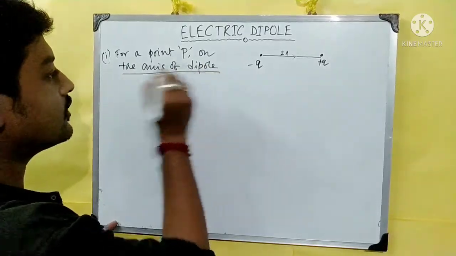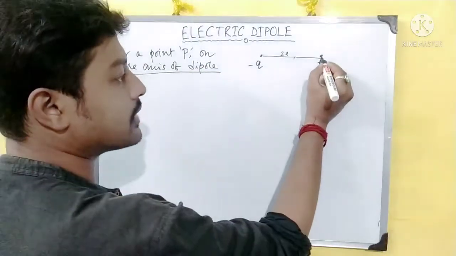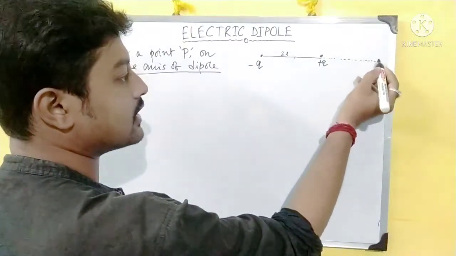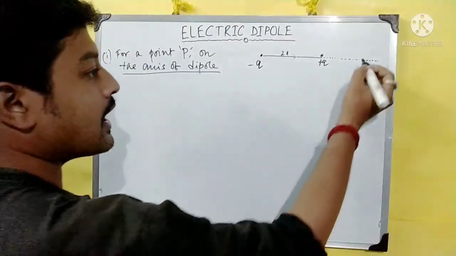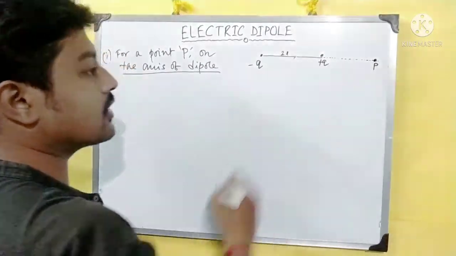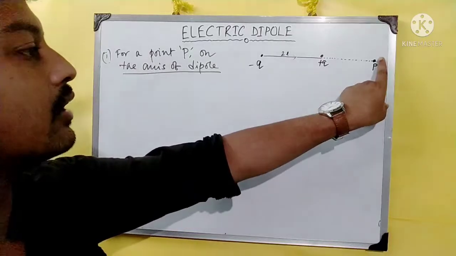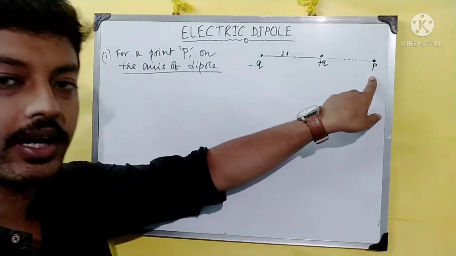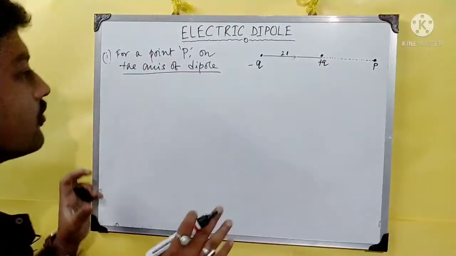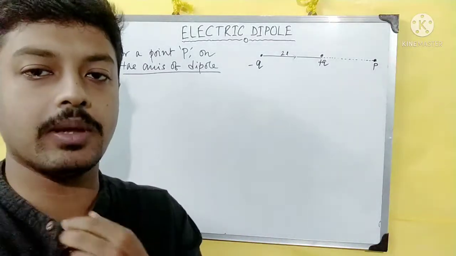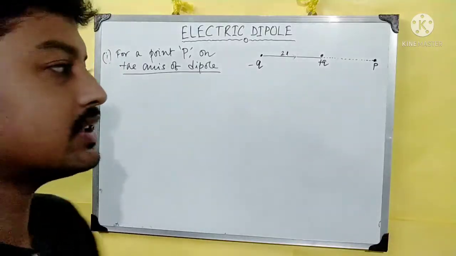Okay, what is the axis of this dipole? What should be the axis of this dipole? It should be like this. Let's say this is the axis of the dipole, and a point P is placed at this position. We have to calculate the electric field for this dipole at this point P. So first we have to calculate the electric potential.